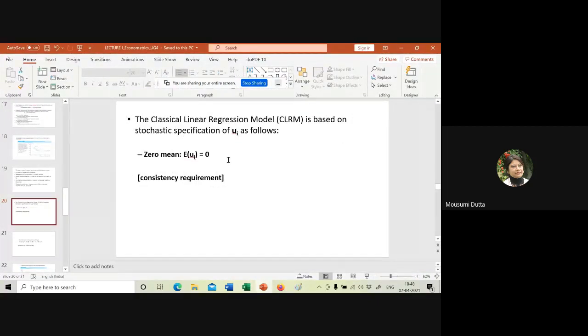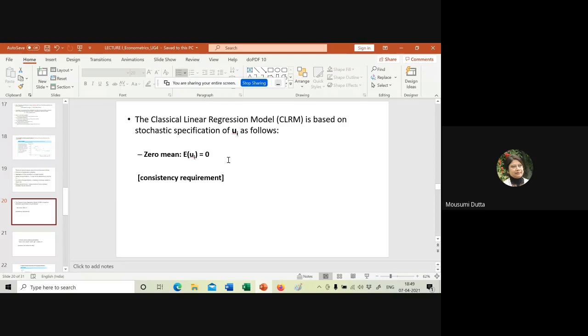Okay. The classical linear regression model, the model we are going to frame, is based on stochastic specification of UI as follows. As I mentioned, all the assumptions will center around UI. And why it is a classical linear regression model, you are understanding, because we are going to discuss the regression model. This kind of relationship between y and x is called the regression model. Okay, so you are understanding that we are discussing the regression model.